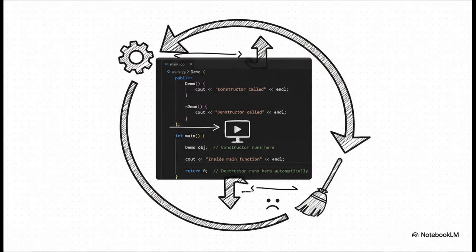This slide right here shows the entire story in one beautiful shot. When demo obj runs, boom, the constructor is called. Then the line inside main function gets printed. And finally, when the main function ends and obj goes out of scope, the destructor is called. Again, automatically. It's this perfect, symmetrical life cycle. Setup and cleanup, all handled for you.